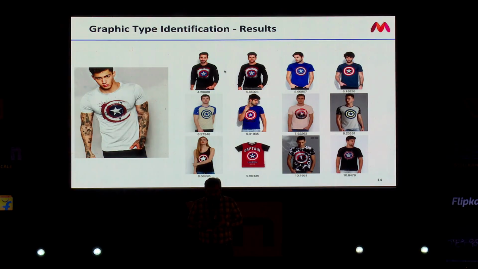As you can see, there are a few flat shots, and there's also a lady wearing an item, and it is not sensitive to gender. So we are able to localize the graphic quite well, and also retrieve it based on Euclidean distance between the embeddings that we get.